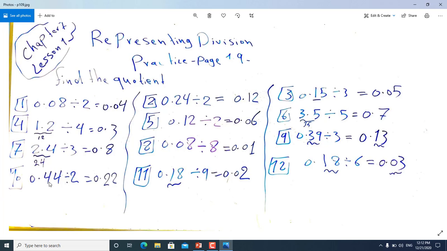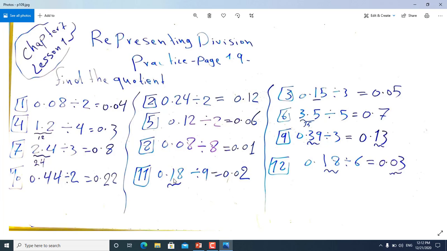From 10, we have 0.44 divided by 2. First, say in your mind, 44 divided by 2 is 22, because 22 times 2 is 44. After that, we have two digits after the decimal point. At this side also, we have two digits, so we just put point and 0.